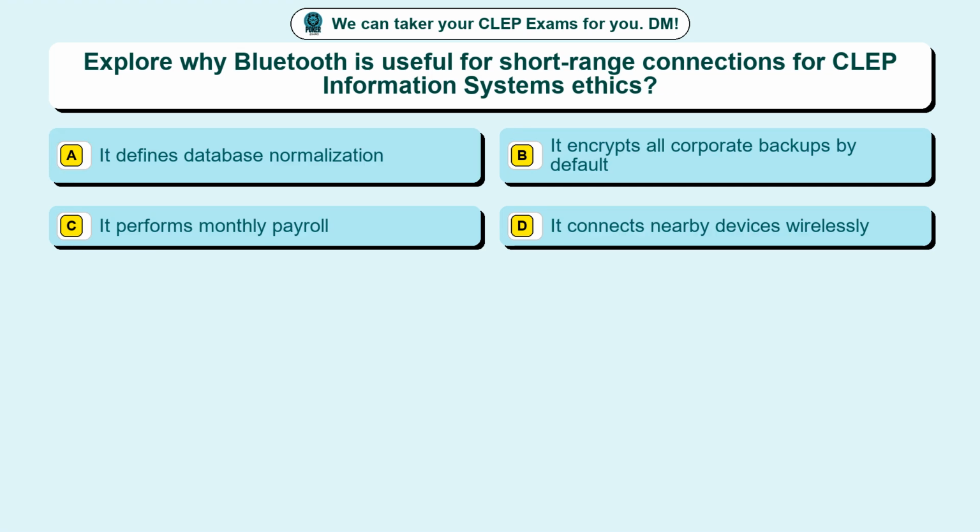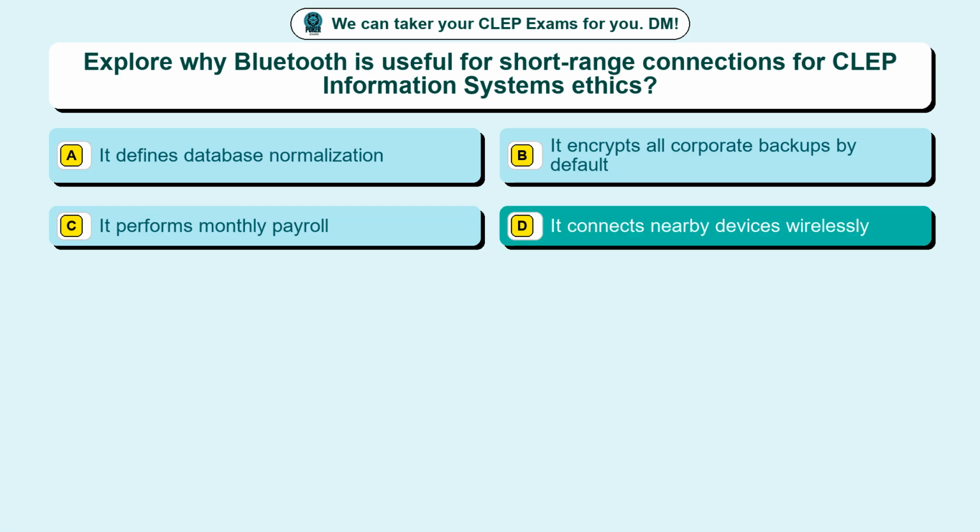Question 61. Explore why Bluetooth is useful for short-range connections for CLEP Information Systems ethics. Option A. It defines database normalization. Option B. It encrypts all corporate backups by default. Option C. It performs monthly payroll. Option D. It connects nearby devices wirelessly. The correct answer is option D.